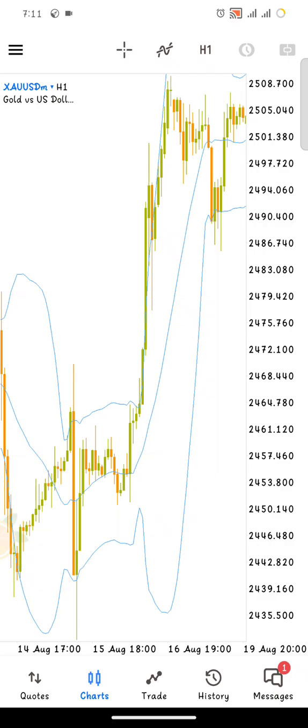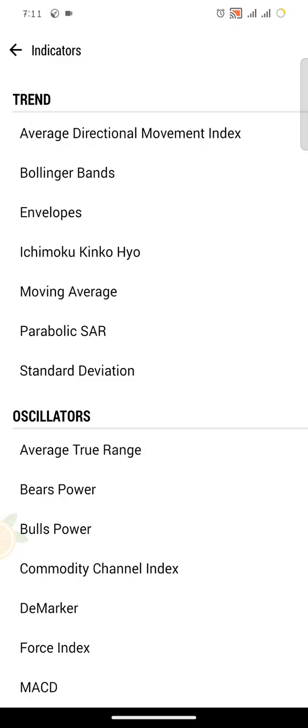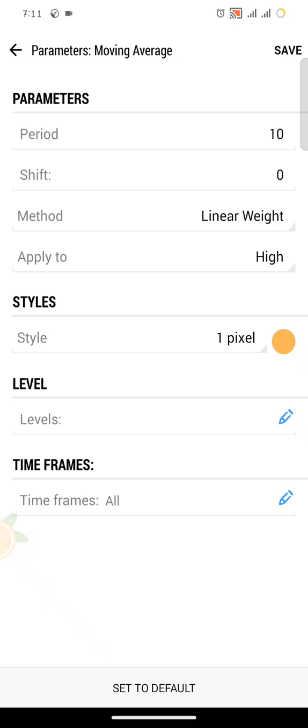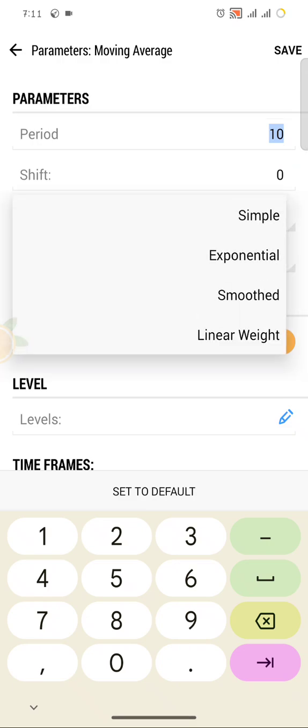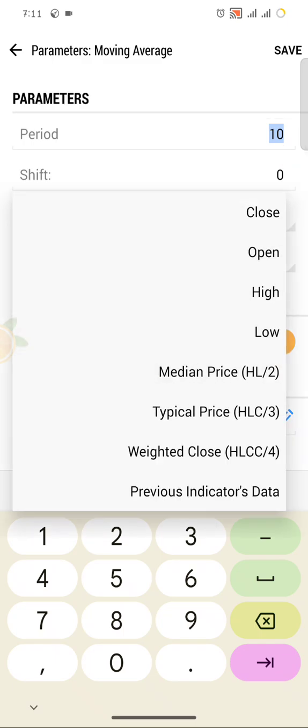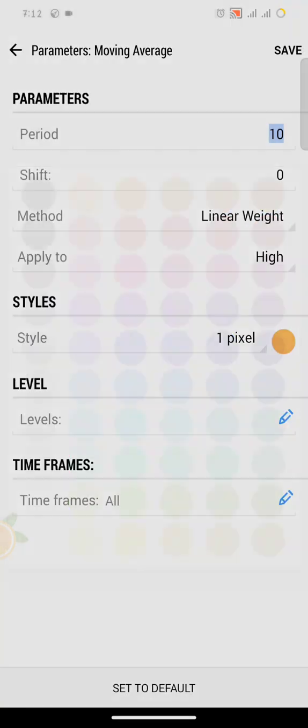To add the moving averages, you go to indicators, and then tap on the main chart FX, the F plus, to add. Then you tap on the moving average. Change the period to 10, change the method to linear weighted, and apply it to high. The pixel can be 1 or 2 depending on what you want, but please let the color be brown.